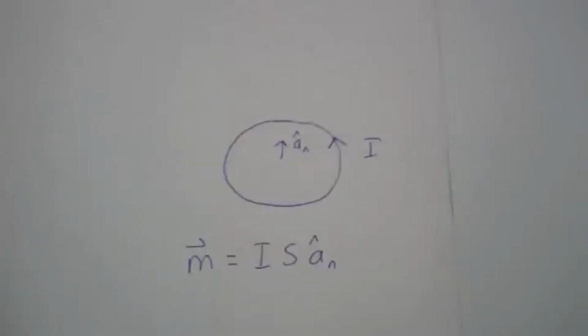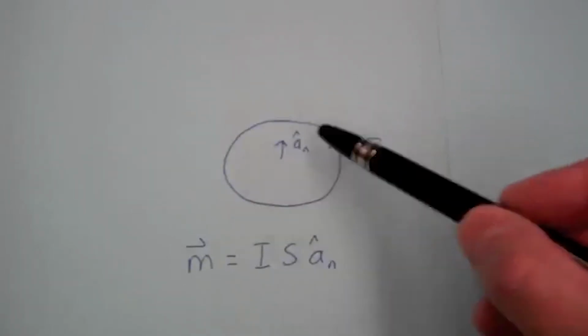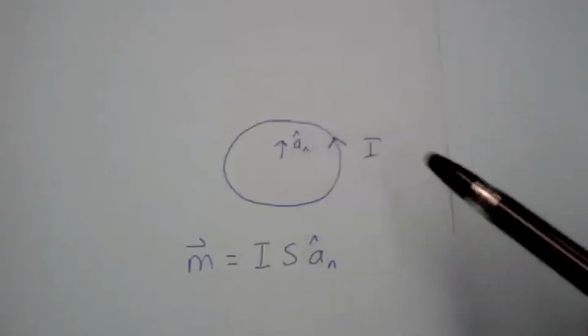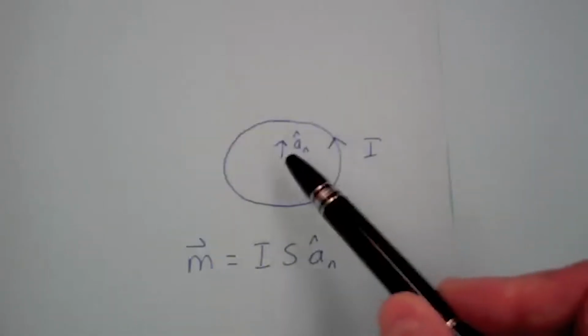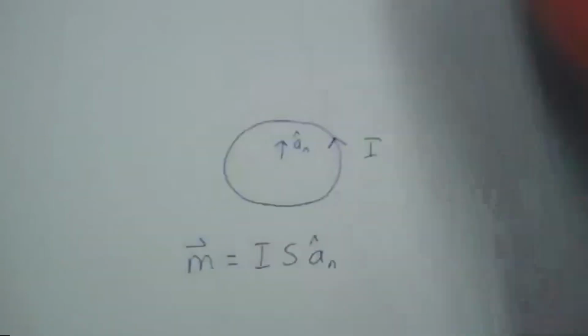I'm going to demonstrate a simple motor. If we have a loop of current, we define a magnetic dipole moment as the product of that current, the cross-sectional area of the loop that the current is going around, and we give it a direction. And the direction is defined by this unit normal to the loop, where if you put the fingers of your right hand in the direction the current is going, your thumb will point in the direction of this unit normal.